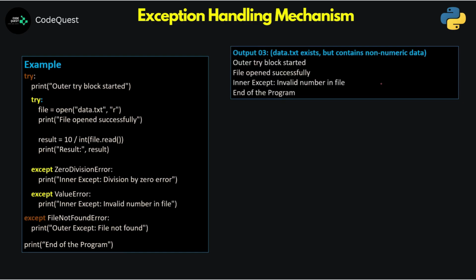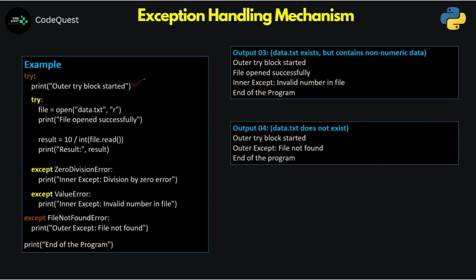Now let's see another scenario. Imagine this file exists, but it contains non-numeric data. So how does it work? Once again, the outer try block will be executing. Outer try block started. Now this file exists, so it is successfully opened, and I get the message file opened successfully.